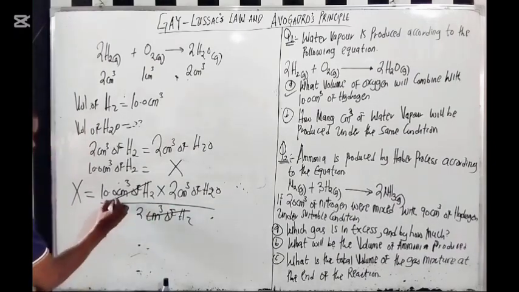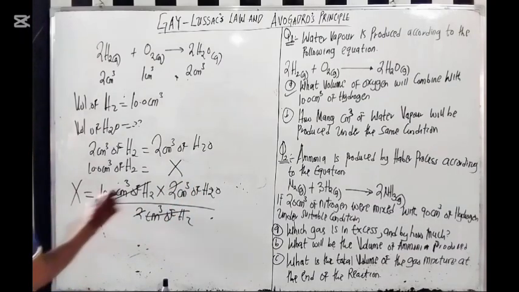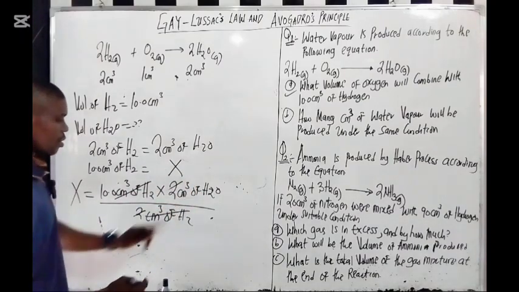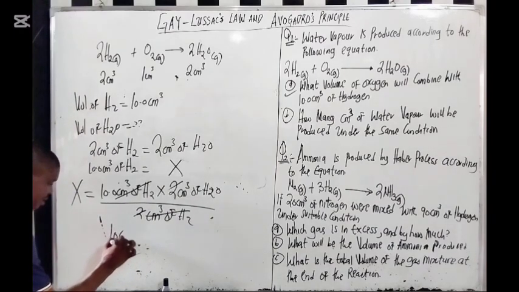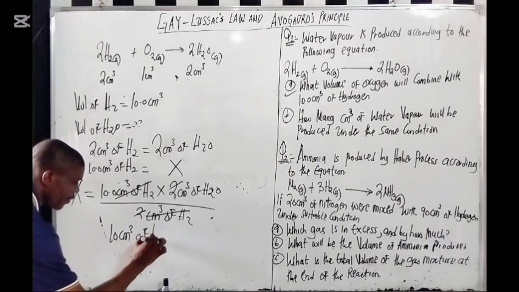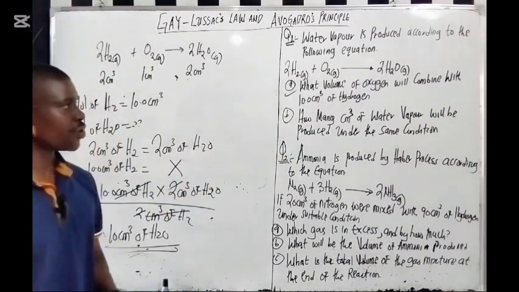This 2 cancels out this one here, right? 2 going into 2. What we are left with is 10. So your answer is going to be 10 cm³ of H2O. That is it. So you can see that it's not that difficult here.